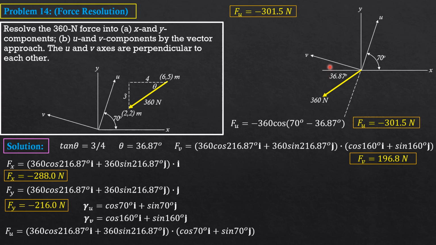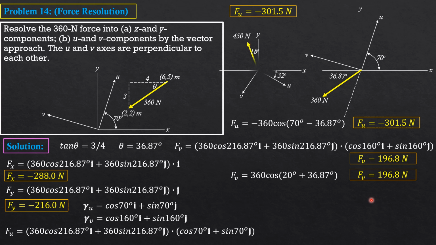Then imagine a line perpendicular to v from the tip of the force, so this is Fv. The angle that the 360 newton force makes with the v-axis is 36.87 degrees plus 20. This is 20 degrees because the v-axis makes 160 degrees with the positive x-axis, so that means this is 20 degrees. So 20 plus 36.87, that's the angle that the 360 newton force makes with the v-axis. Therefore, the v component of the force is 360 cosine of 36.87 plus 20. So positive 360 cosine of 20 degrees plus 36.87. So Fv is equal to 196.8 newtons. Same as that.